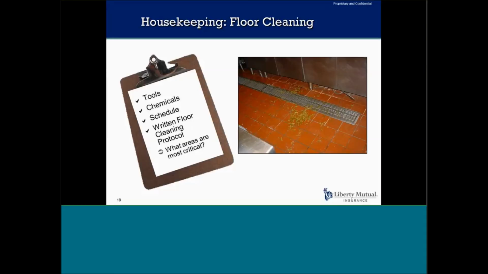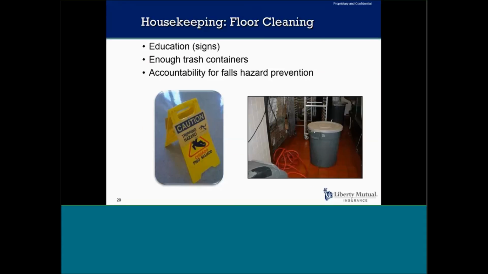Having the right cleaning tools available is so important as well. Mops, buckets, rinse equipment, everything like that. Your floor cleaning method can contribute greatly to increasing the coefficient of friction on your floor and diminish the slipperiness.